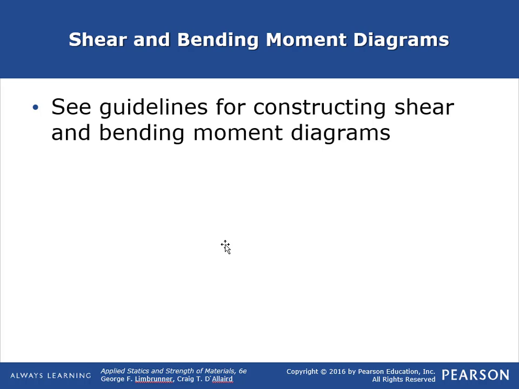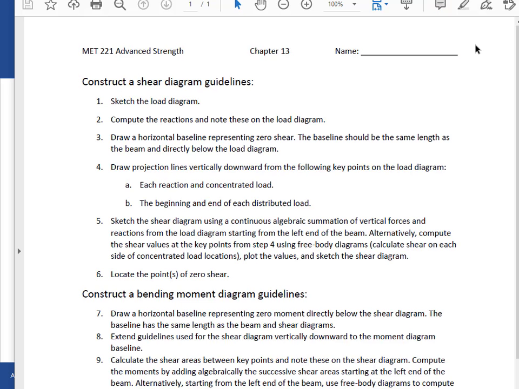Okay, so I provided you a sheet that shows how to construct a shear and bending moment diagram, with guidelines for those. Please refer to that sheet. It looks like this. How to construct a shear diagram: you need to sketch the load diagram, compute the reactions and note these on the load diagram, and then draw a horizontal baseline representing zero shear. That baseline should be the same length as the beam, directly below the load diagram. I'm going to talk about this in a minute.